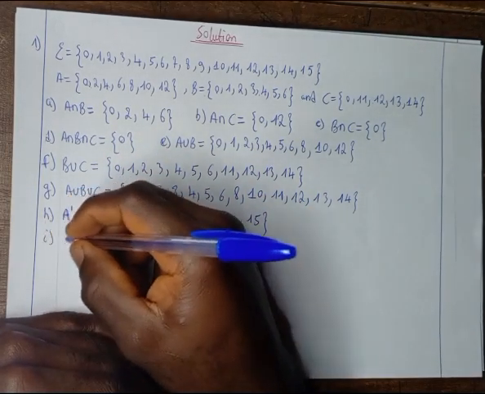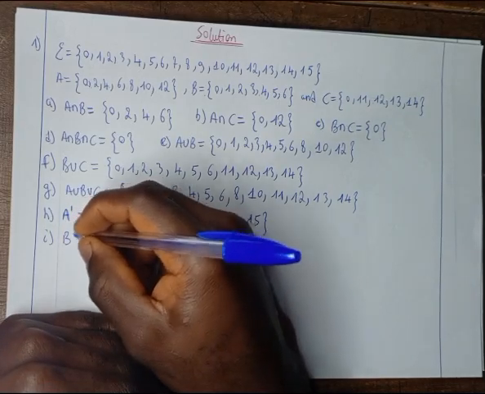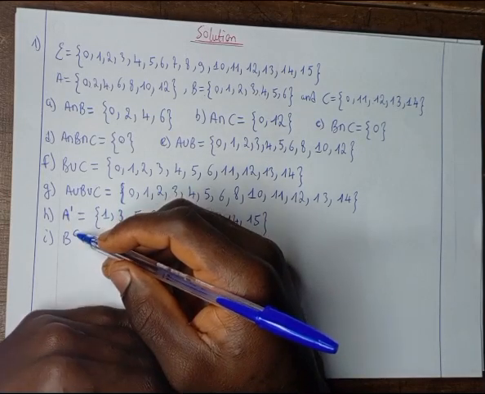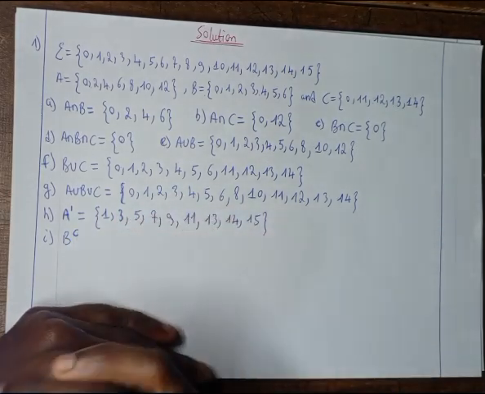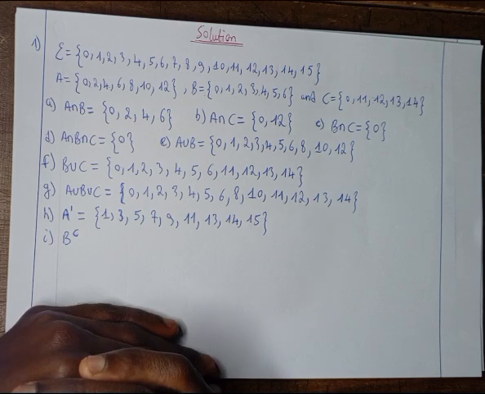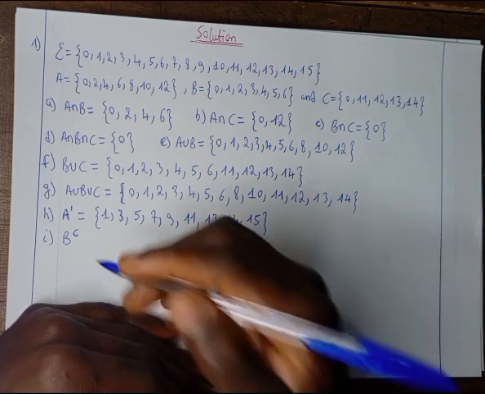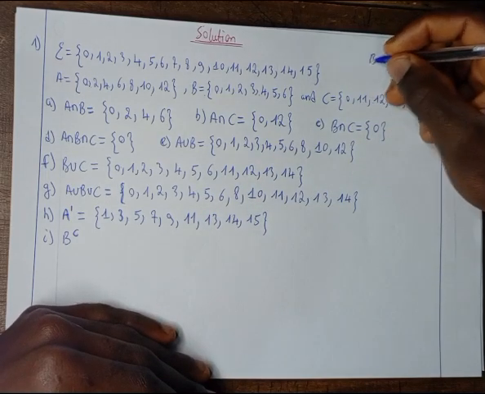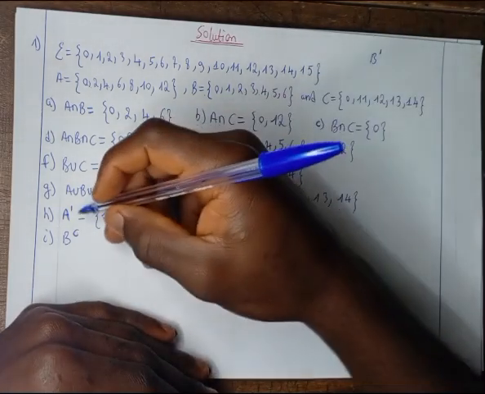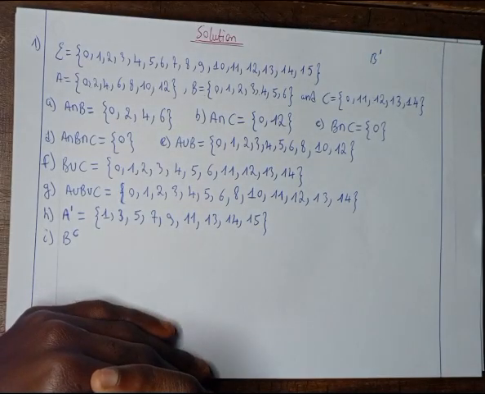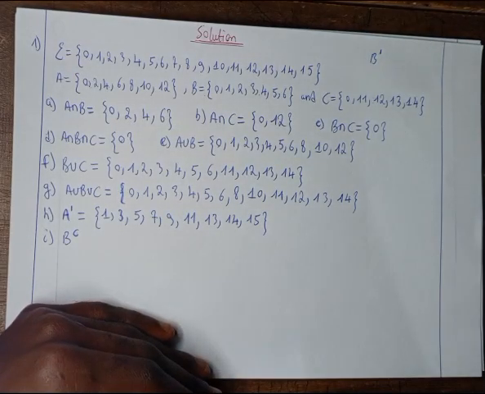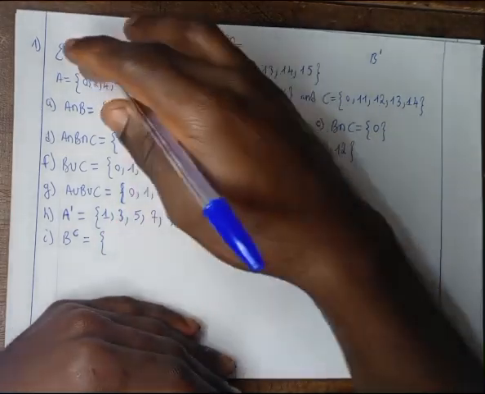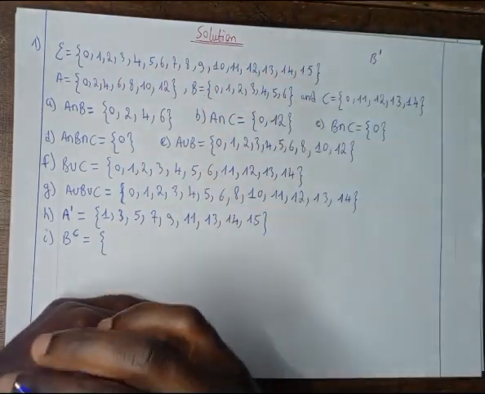We go now to I. We have to write the elements of B complement. When you see B raised to the power C as such, that means you have to write the complementary set of the set B. We can also denote it as such, so you should not be confused with this. It is another way of representing the complementary set. So in this case, we are going to write out all the elements of the universal set which are not found in the set B.